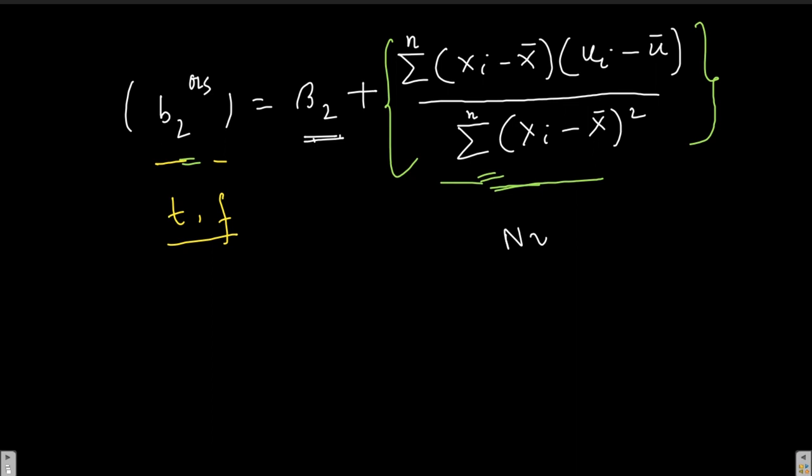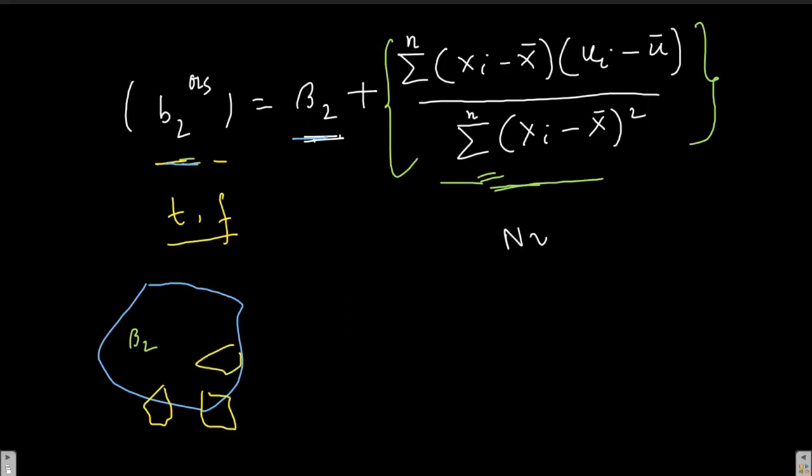Now let's think about the population like this, and let's think about how beta 2 and B2 OLS are related. Let's say this is our population, and there is a population parameter B2. You do not have the entire population with you, nor do you have a specific value of B2. So what you can do is draw samples. You draw these different samples, and you get B2 OLS here, and here, and here, and here, and so forth.